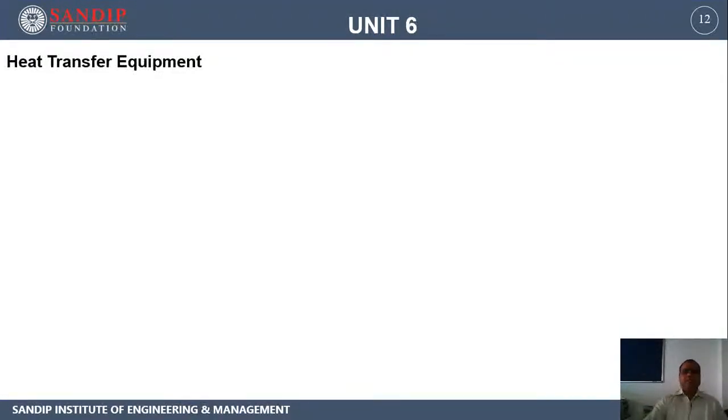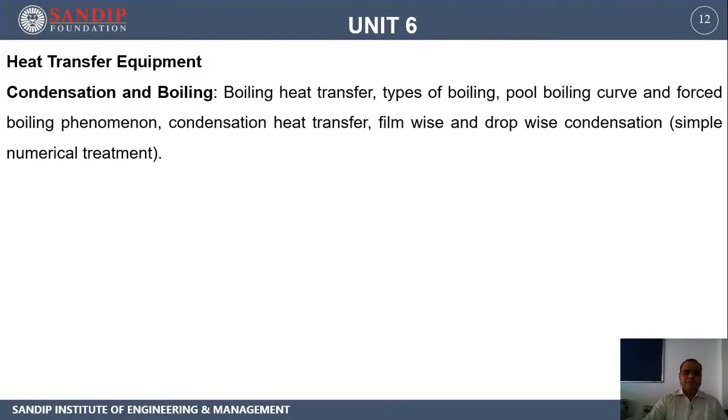Unit number 6, the last unit of the syllabus, we are going to discuss the heat transfer equipment. In this, we are going to first talk about the process of two-phase heat transfer, that is condensation and boiling, in which we are going to talk about boiling heat transfer, types of boiling, pool boiling, forced boiling, condensation heat transfer, film-wise condensation, and drop-wise condensation with a small, simple numerical treatment.